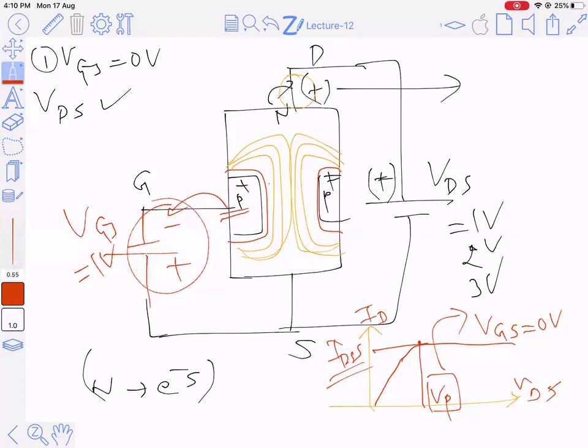So what will happen to the graph? Will the graph go up or will it come down? It will come down, because the current has reduced now. Right? So initial depletion region is now this much.